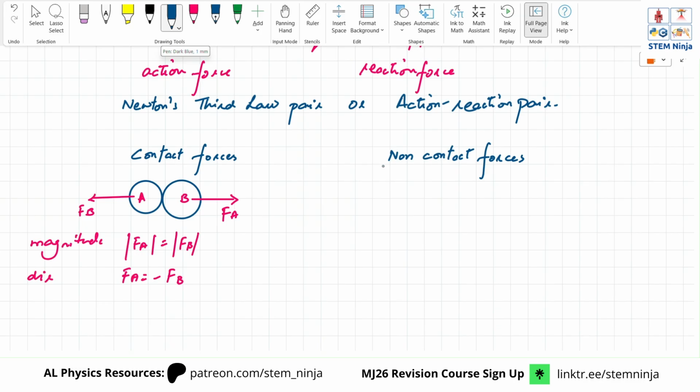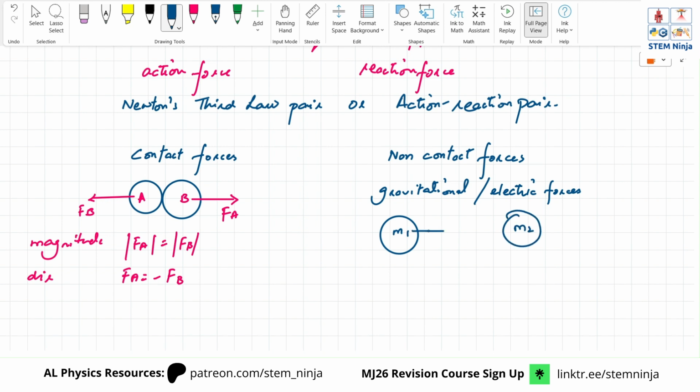But what about the non-contact forces? For example, gravitational forces and electric forces, they exert force without contact. So there is, for example, mass 1 and mass 2, and they exert force on each other. M2 exerts a force on mass 1 and M1 exerts a force on mass 2. Direction wise they're opposite, but magnitude wise they are the same. So there are the same kind of forces also.